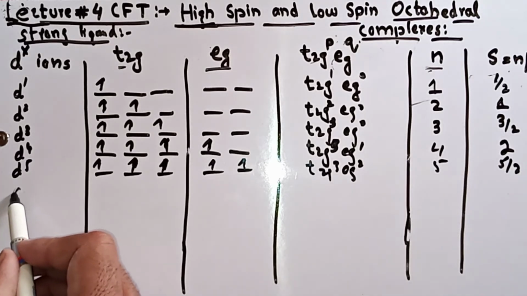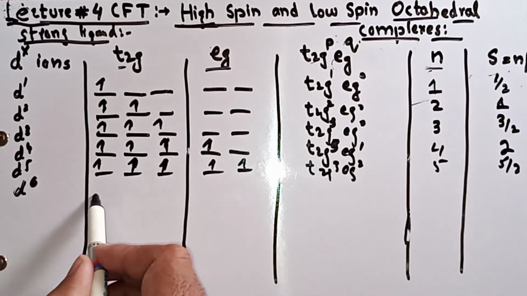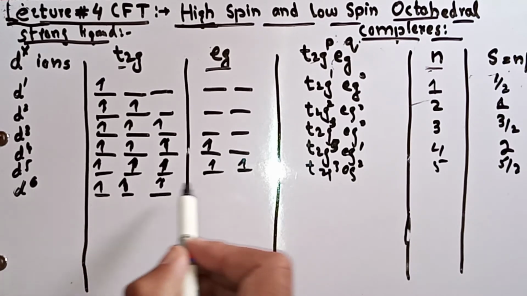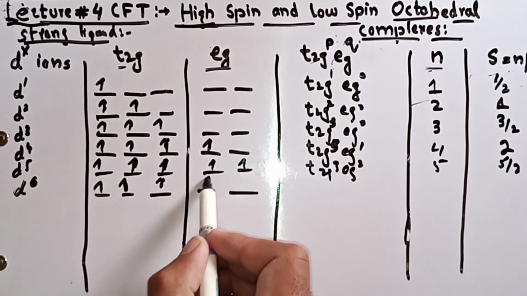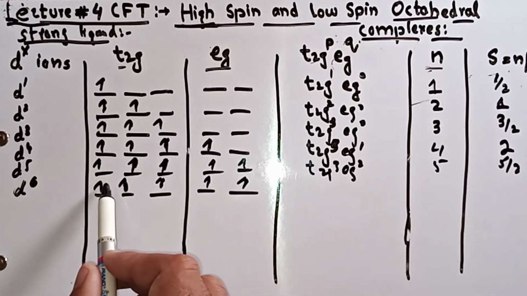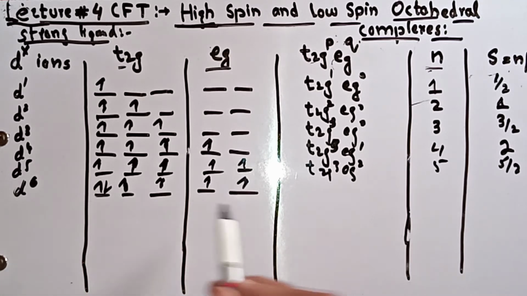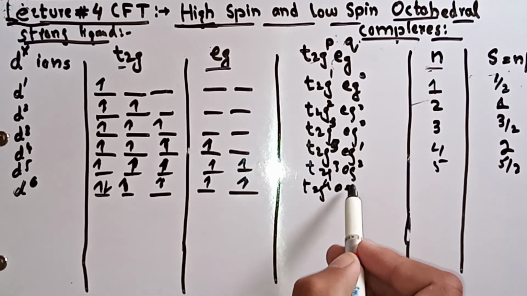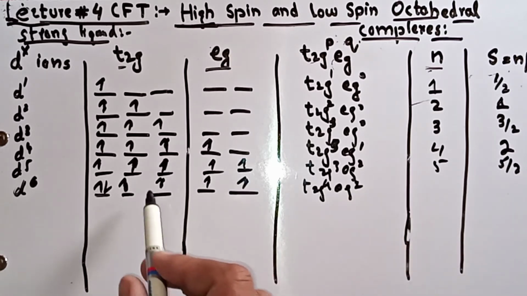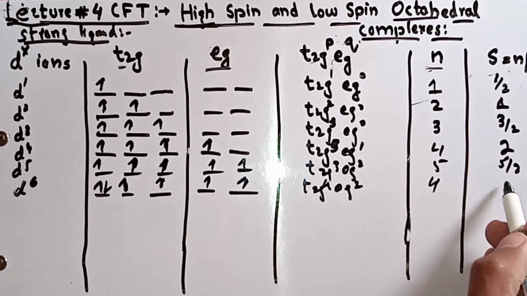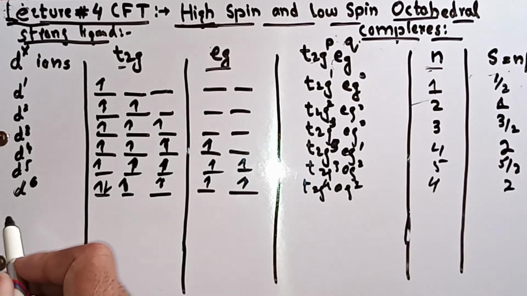When the system is the D6 system, first all are singly filled. After that the sixth electron will go ahead, and that will be paired. So T2G has 4 electrons while EG has 2 electrons. So there are 4 unpaired electrons. So the resultant spin will be 2.